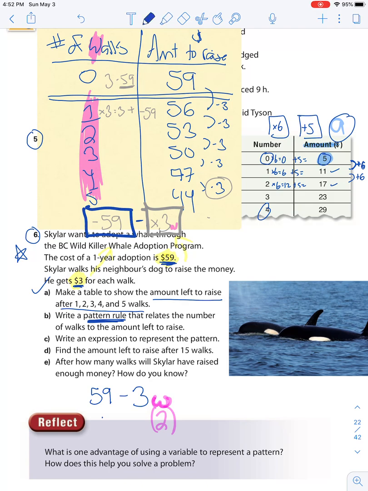So 59, I'm just going to write this over here. 59 minus 3 times 2. So I'm focusing right now on this one. 3 times 2 is 6. 59 minus 6 is, woohoo, 53. And that matches up here, 53.